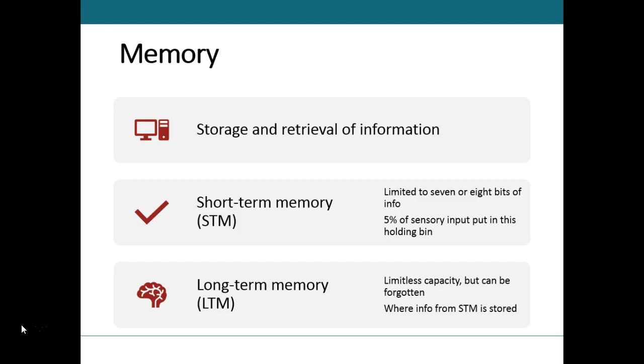Now that may be forgotten within a few seconds because it's just put into our short-term memory that can later be transferred into long-term memory, but we tend to rely on our devices such as our phone to be our short-term memory. So about 5% of the sensory input is put into this temporary little holding bin where we can either do something with it or forget it and it goes away.